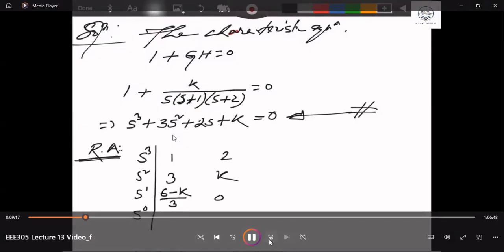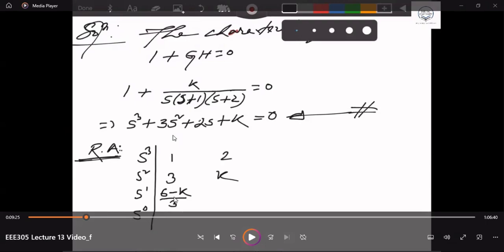What will be the last row? Anybody can tell me. K into 6 minus K. Okay, live class people, what is your answer? What do you think? The fourth row will be what? Live class, anybody? Sir, K into 6 minus K.